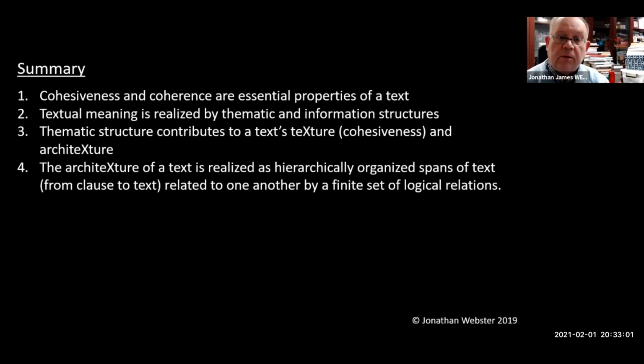All right, so let me sort of summarize where we are at this point in what we've been covering. Cohesiveness, coherence are essential properties of a text. What are the properties? What makes for a cohesive text? What makes for a coherent text? Now we've talked about that. Textual meaning is realized by thematic and information structures. Thematic structure contributes to a texture, cohesiveness, and architecture. The architecture of a text is realized as hierarchically organized spans of text from clause to text related to one another by a finite set of logical relations. That's sort of where we're at this point.